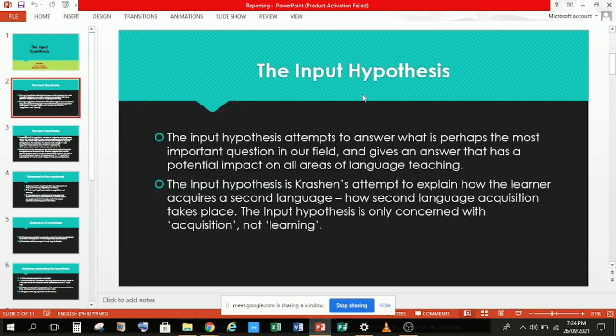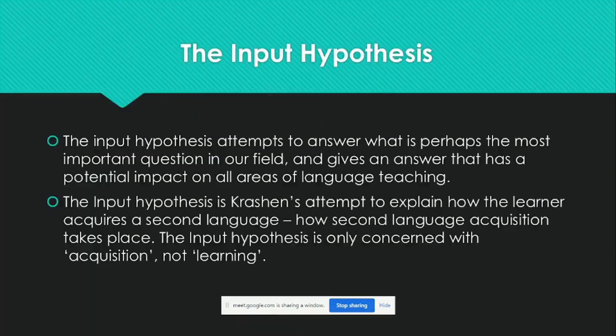So let me go first with the definition of the input hypothesis. The input hypothesis attempts to answer what is perhaps the most important question in our field, and gives an answer that has a potential impact in all areas of language teaching. I think this question is related to second language acquisition. The input hypothesis is Krashen's attempt to explain how the learner acquires a second language, how second language acquisition takes place. It is only concerned with acquisition, not learning.